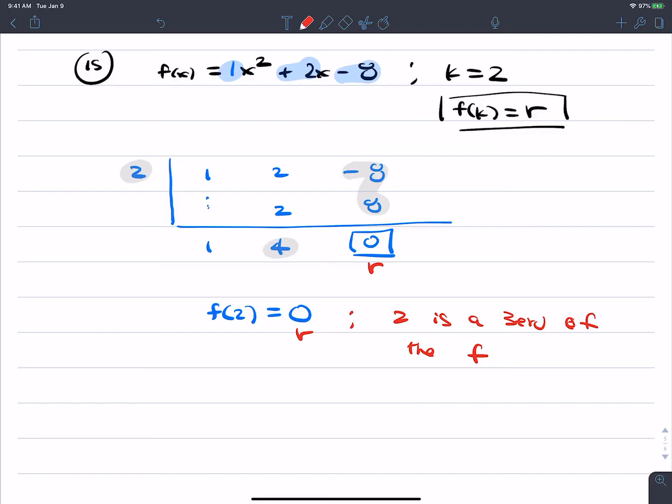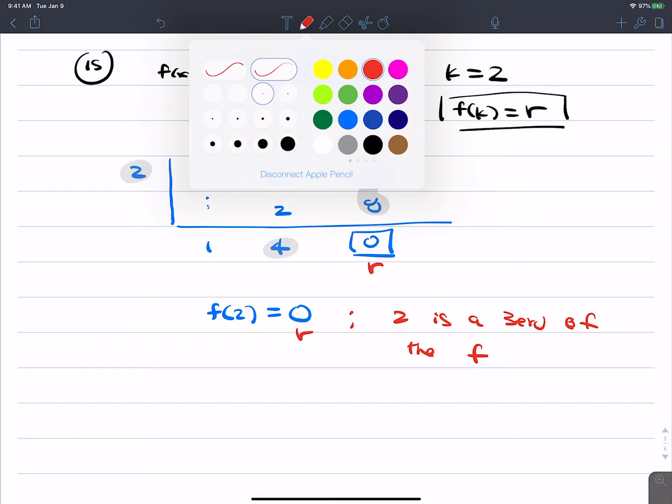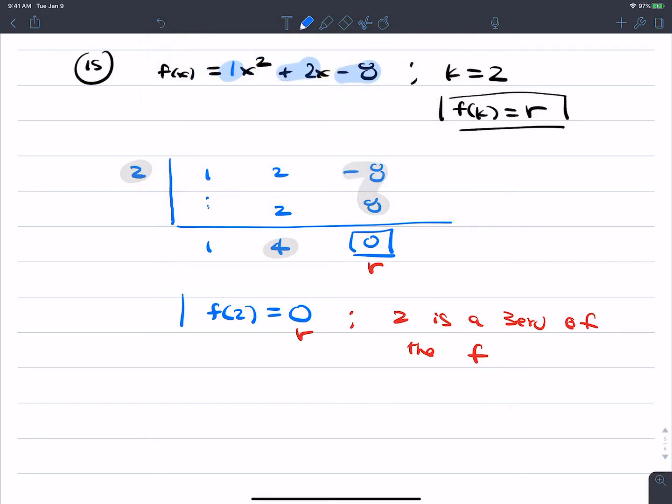So what are they saying in this instruction? Use synthetic division to determine the value of f of k. We did. f of 2 here is going to be 0, so this is what you guys write down. This is simply the answer to the question. But more than that, what that means is the number 2 inside here, this number 2, is called the 0 of the function.